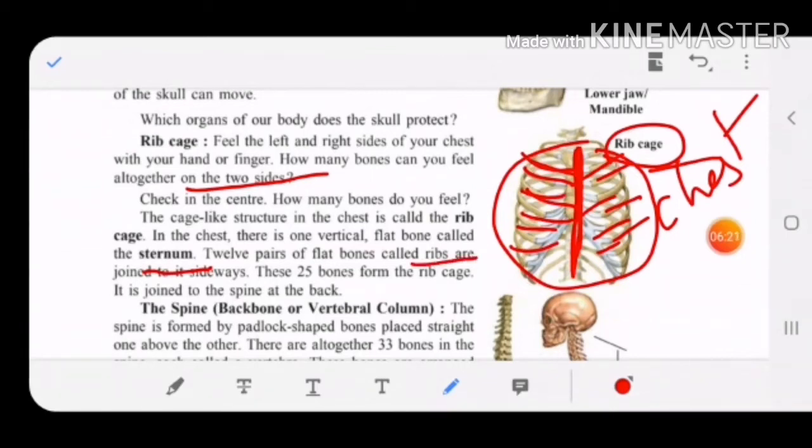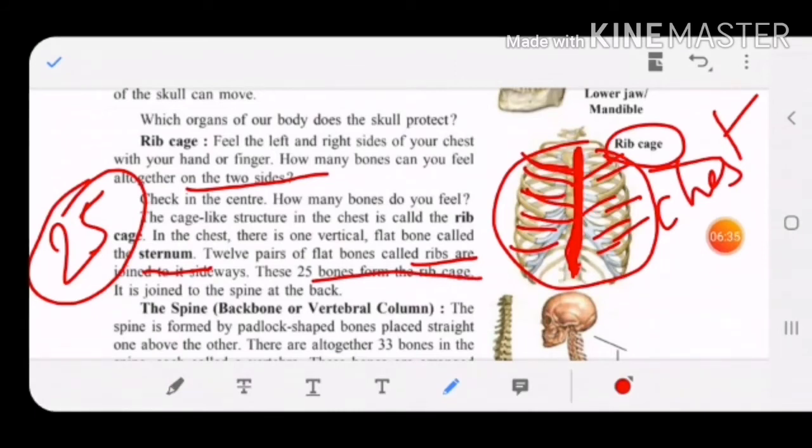So how many bones are there in total in the rib cage? 25. This total 12 pairs, and the one in between, the sternum, is the 25th. Remember this. There are 25 bones in the rib cage. They are joined to the spine at the back. Can you see? This is the spine. The ribs are joined along with the sternum, and to the spine at the back. So remember that in the skull there are total 22 bones, and in a rib cage there are total 25 bones.